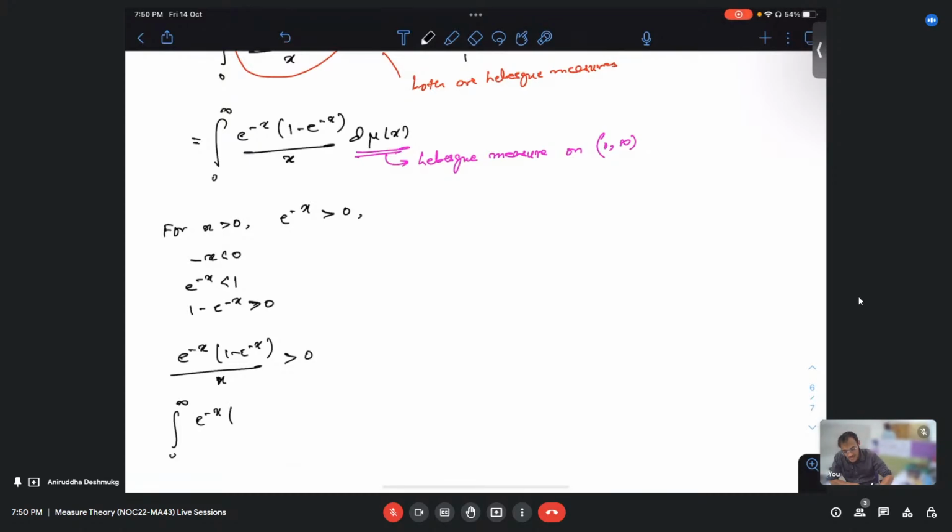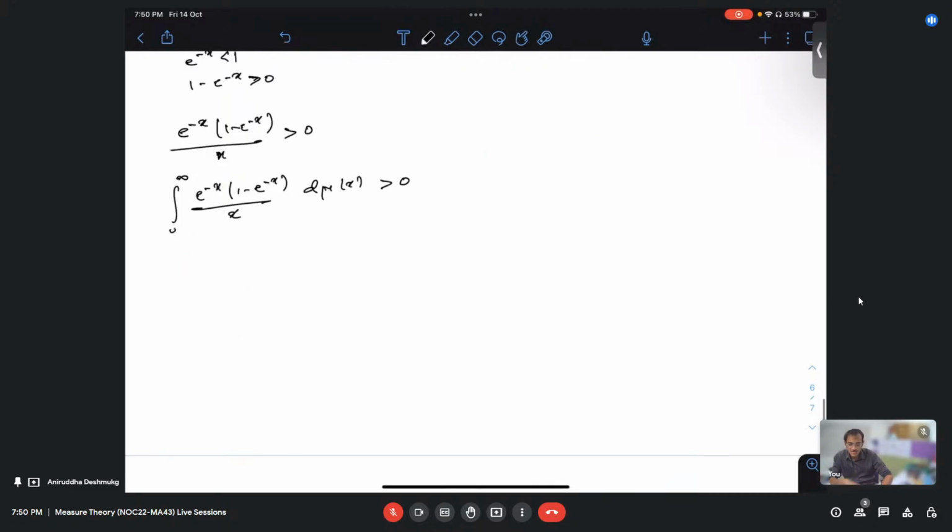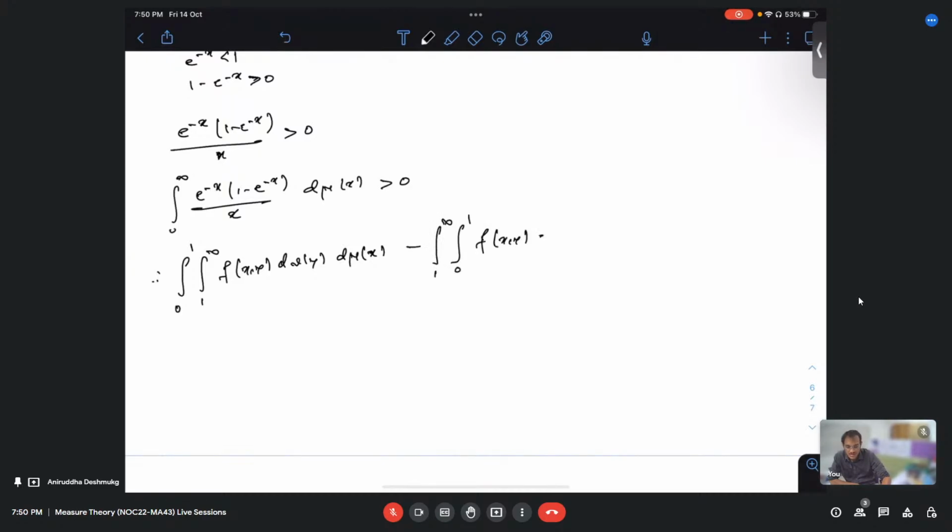The integral of e to the power minus x, 1 minus e to the power minus x, upon x, d mu x, this is positive. That is to say, the difference of the two iterated integrals, integral 0 to 1 f of xy, integral 1 to infinity d mu y d mu x, and 1 to infinity, 0 to 1 f of xy d mu x d mu y, this is non-zero. Or what is the same, these two iterated integrals are not the same.